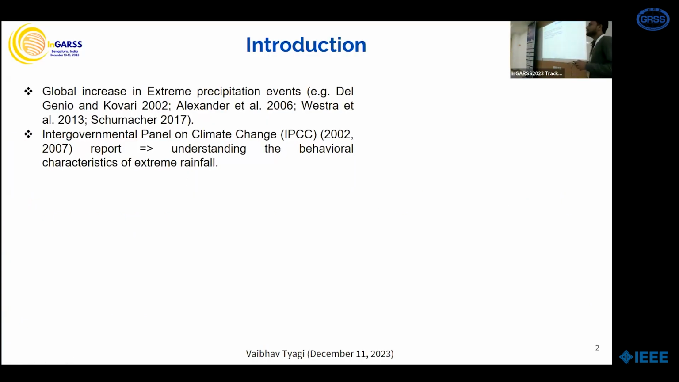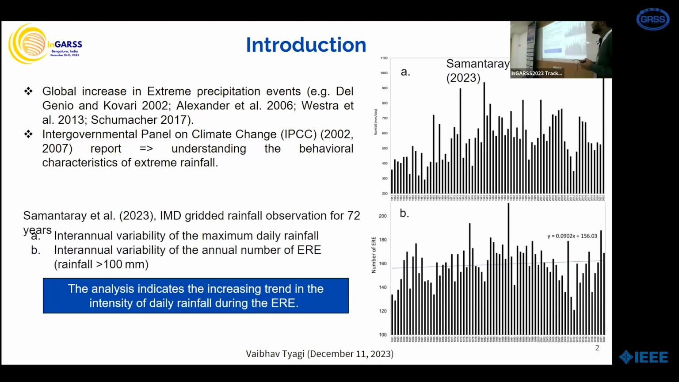In recent years, there have been various studies that estimate an increasing trend in global precipitation, and they attribute the warming climate as the main factor that results in the availability of higher precipitable water. And the IPCC reports of 2002 and 2007 also emphasize understanding extreme precipitation events. There is a recent study by Samantha Ray, which uses 72 years of IMD gridded rainfall data over India.